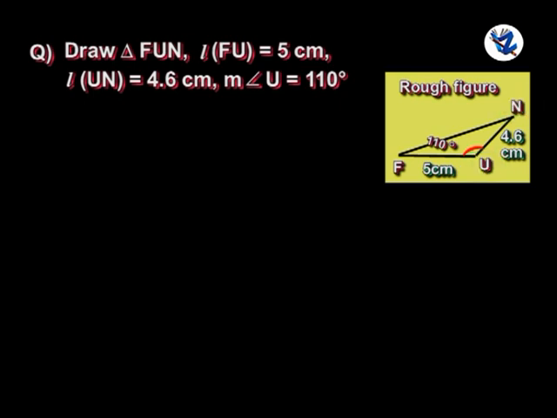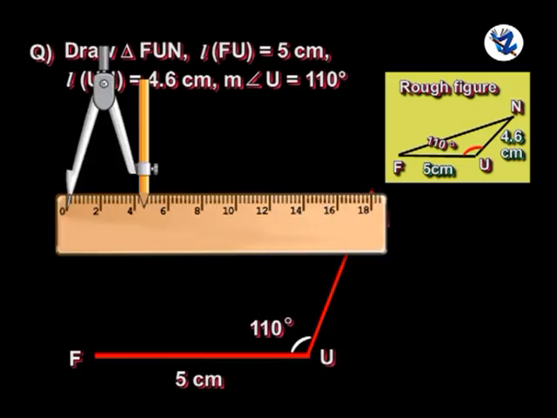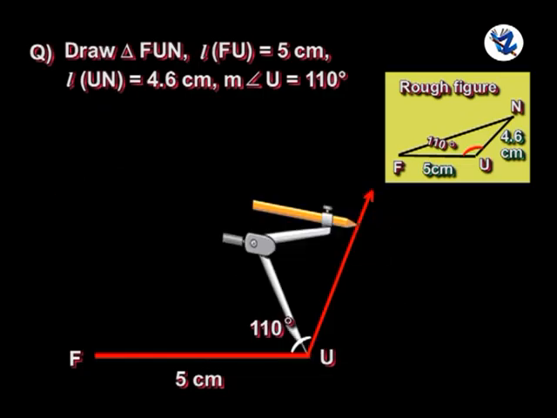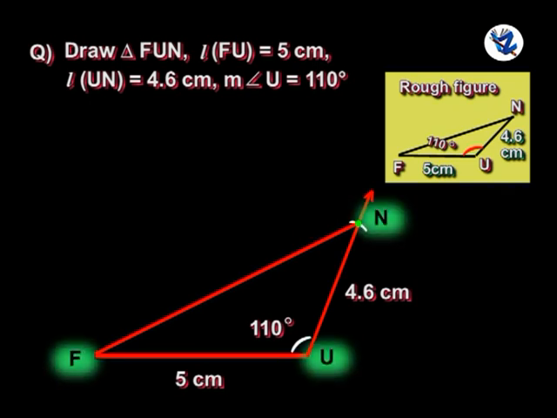Now the steps. According to the rough figure, draw segment FU of 5 cm. Draw a ray which makes an angle of 110 degrees at U. Take a distance of 4.6 cm and keep the point of compass on U. Draw an arc which intersects the ray. The point of intersection is N. Join FN. This is the required triangle FUN.